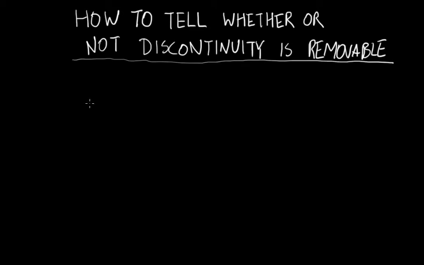So let's say you've located a point of discontinuity on a function. How do you tell whether or not that discontinuity is a removable discontinuity? Well, that's the subject of this video.